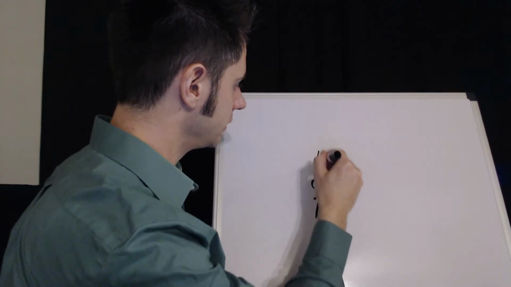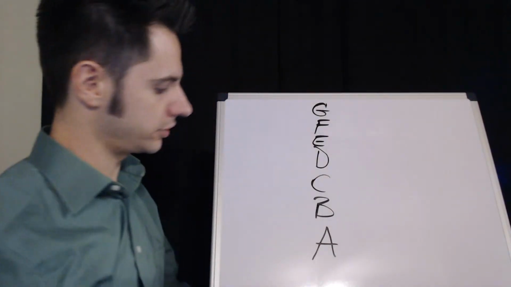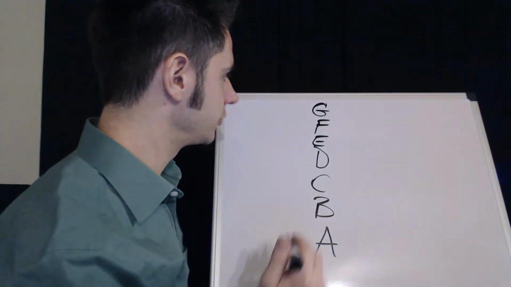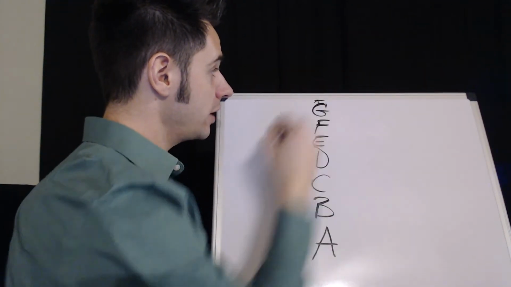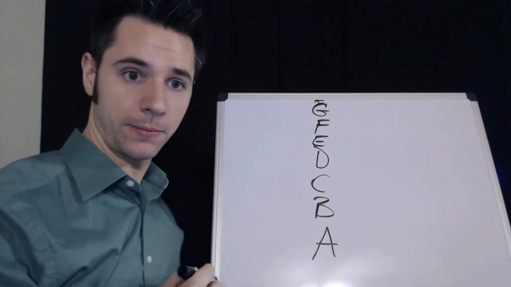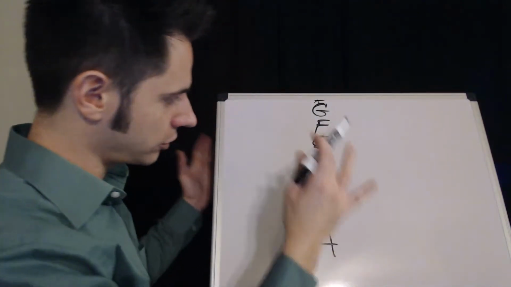B, C, D, E, F, G. Just enough room. Okay, should have started lower. Anyway, moving on. So we have A, B, C, D, E, F, G. Then it starts back at A up top here. So I'm going to write a very small A up there. And that's what you're looking at. A, B, C, D, E, F, G. And now that's kind of just how this whole thing works.